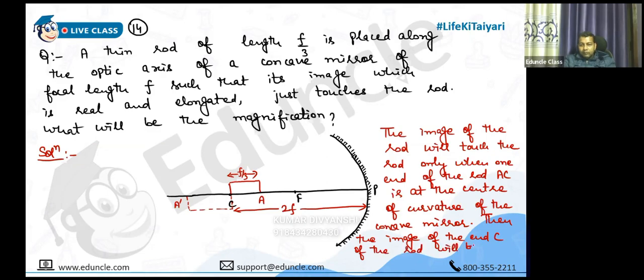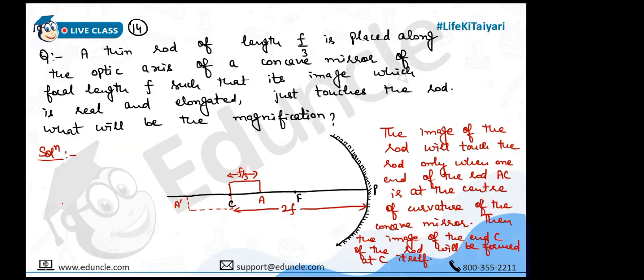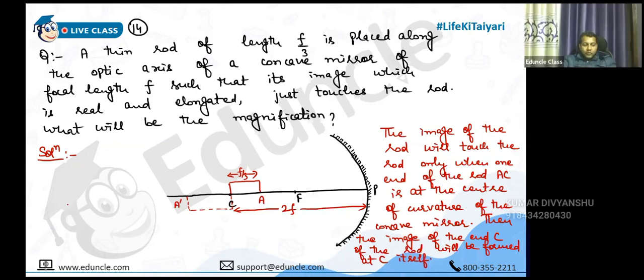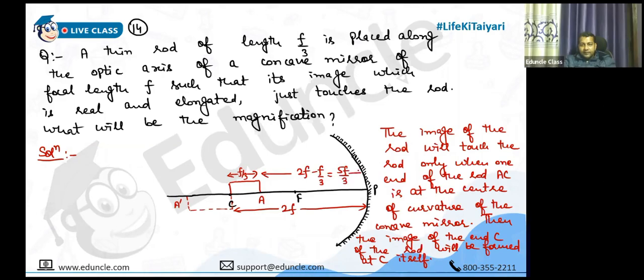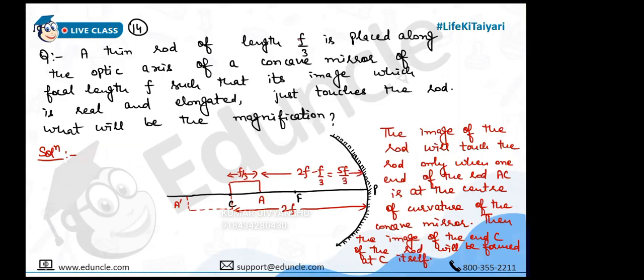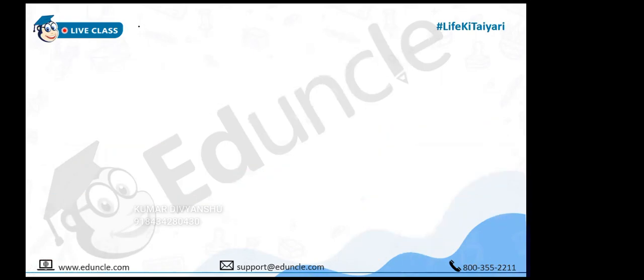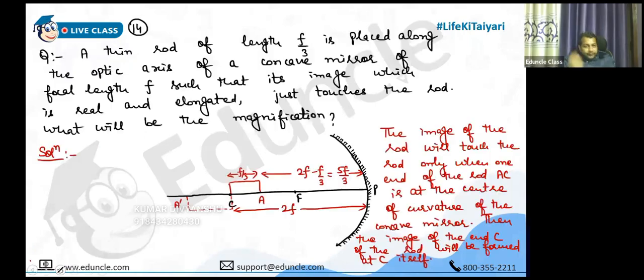I think it must be clear now. Yes, sir. So now you can solve it. U is given to be 2f minus f by 3, yes, 5f by 3, no? Yes, Durga, very good. So u is equal to minus 5f by 3, no?